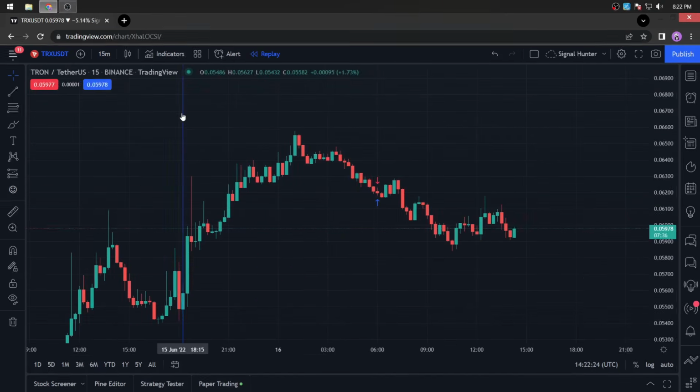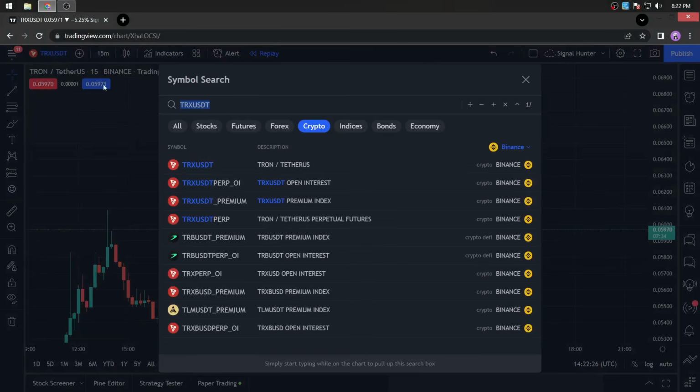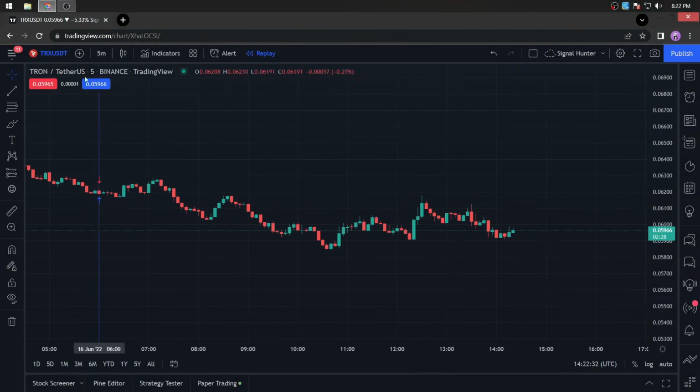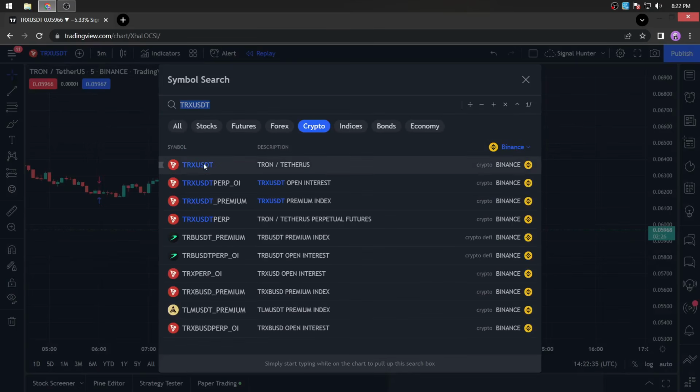Okay, first I select TRX USDT and the 5-minute time frame from the TradingView asset library. Right now my asset is TRX USDT and my platform is Binance. Remember, you must select your asset and your trading platform from here, because it's very important. Otherwise the price cannot sync and it could be a reason for the trade to fail.